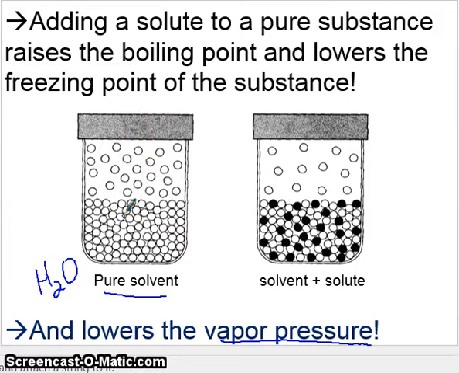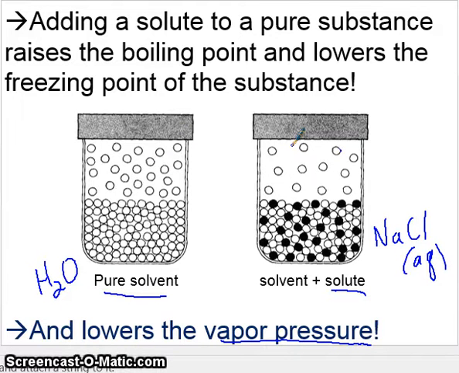Now when you add a solute to it, now you have salt in water. We'll say you have NaCl, aqueous. Now those salt particles, which are represented by these black spheres, hold the water molecules together and don't let them escape as easily, and less of them get into the gas phase. So the vapor pressure has lowered. The boiling point is now higher, because if you want to get the same amount up into the gas phase, you have to add more heat.